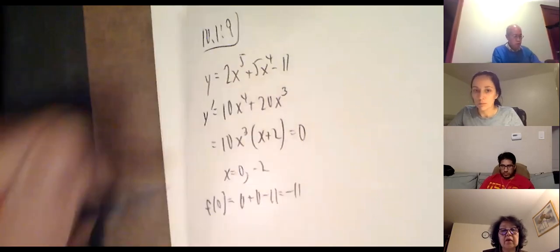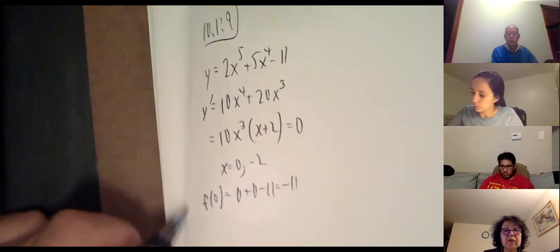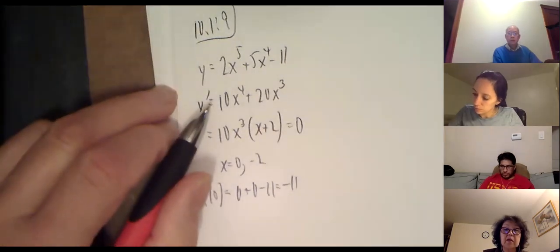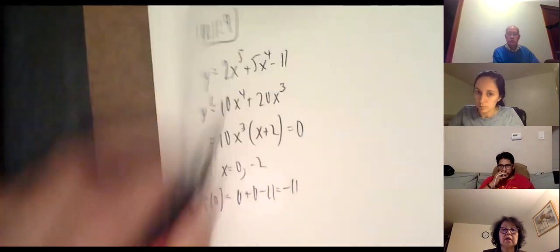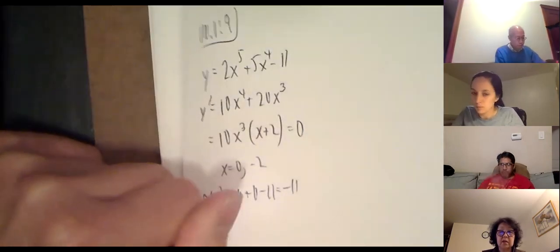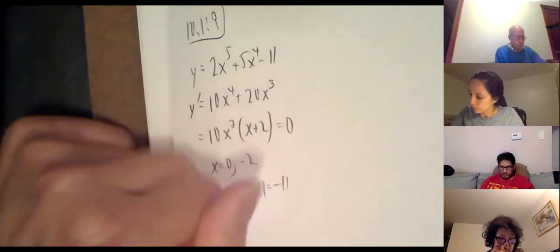So when you do the 0, you have to base it on the original function to find the y value, yes. Find the y coordinate. Ah. 0 is nice. Negative 2 is not going to be nice. So what do I get when I plug in negative 2? I don't know. Looks harder.